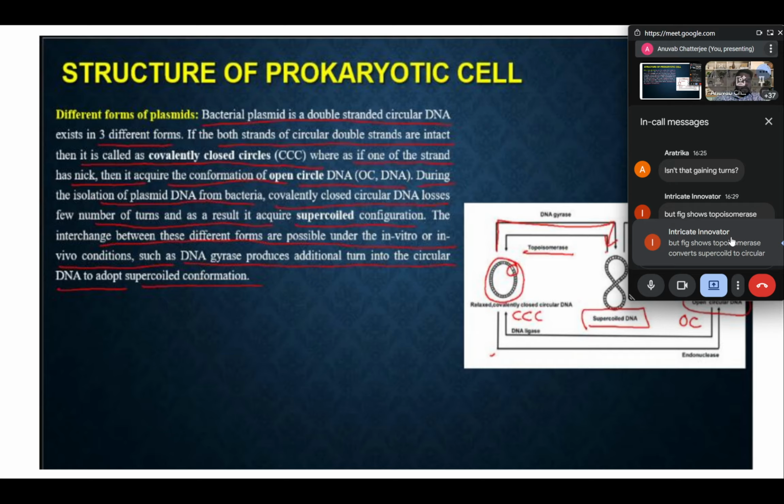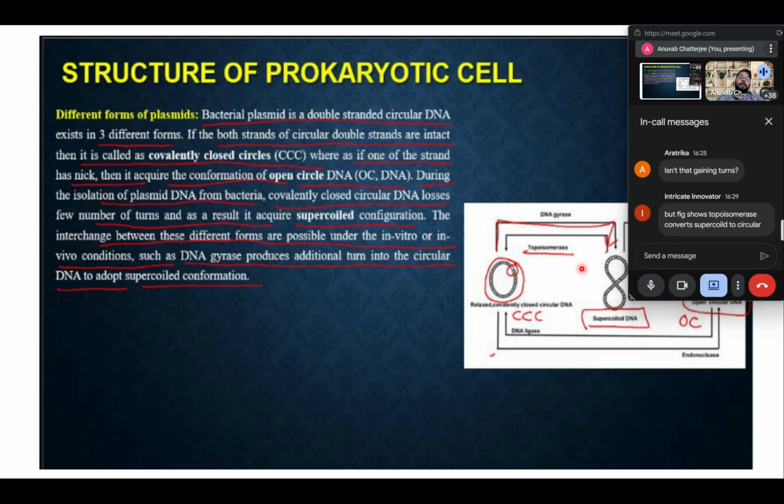Yes, the figure does show the topoisomerases turn supercoiled into circular. So there are different types of topoisomerases, type 1 to 4. Some of them can go from left to right, some of them can go from right to left. But there is also another enzyme present, which is known as DNA gyrase, which also helps in all these supercoiling things. But topoisomerases can do it either or.